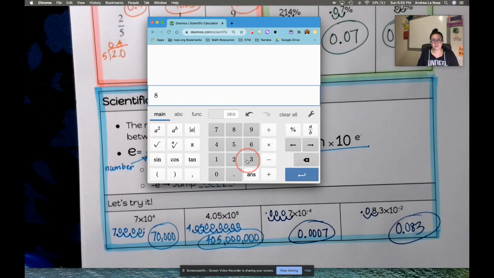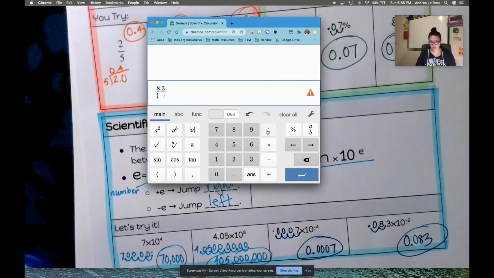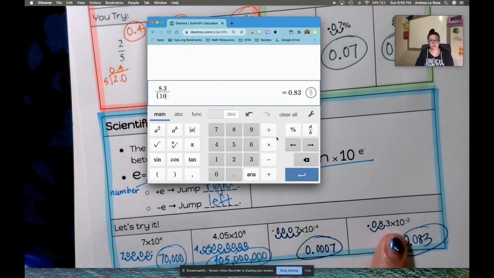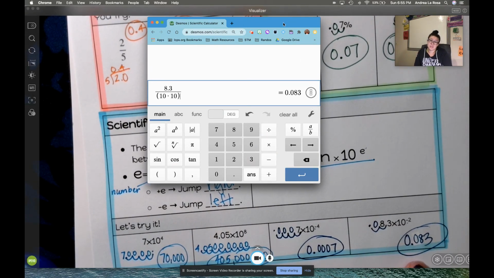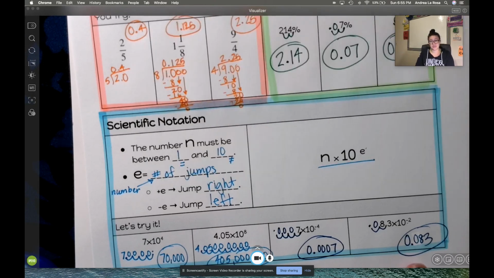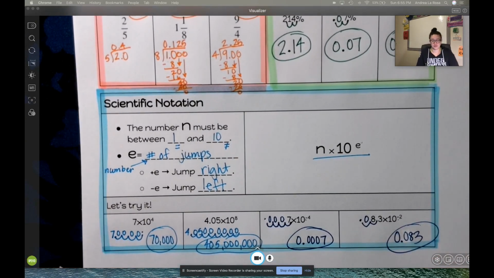So we would take 8.3 divided by parenthesis 10 times 10, close my parenthesis. And this time it gives me that decimal, 0.083. So again, sometimes you'll be able to do it with your calculator, sometimes not. Because of that inconsistency, I recommend getting comfortable with the paper method because you're always going to have that.